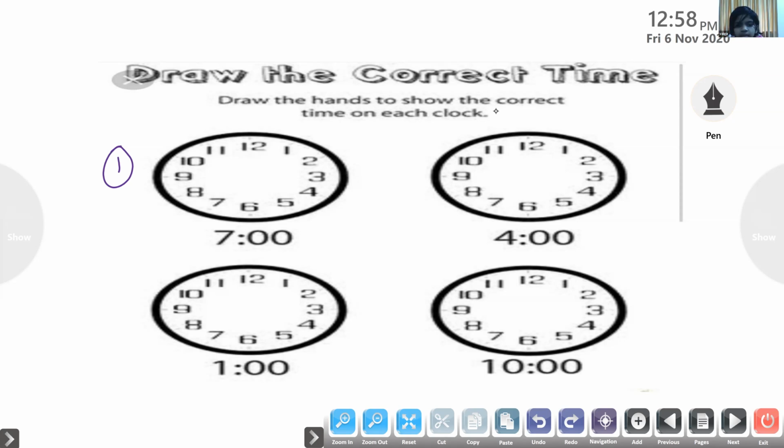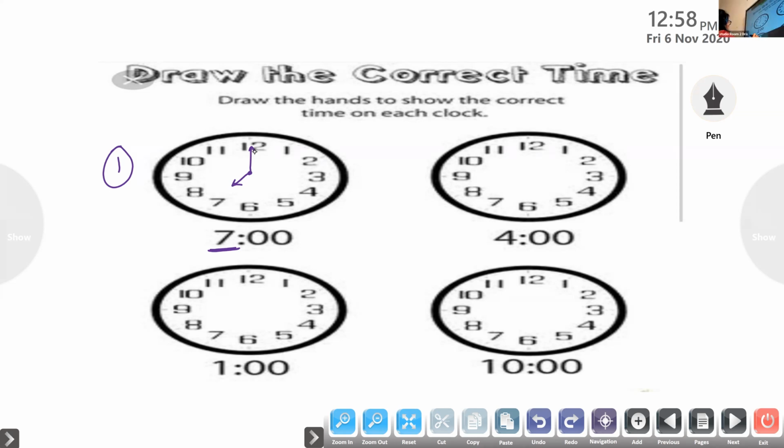Vaiga? Yes, ma'am. Vaiga, the time is given as 7. So where should be the short hand and where should be the long hand? The short hand will be on 7, and the long hand will be on 12. Very good. The short hand should be on 7 and the long hand should touch the number 12. Good, Vaiga. Thank you, ma'am.